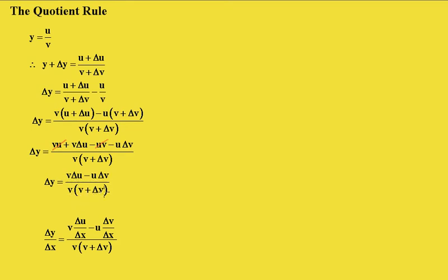delta v. Now we want a delta x in there, so we divide both sides by delta x. And in doing so, we're going to divide that part there. We're dividing that, and of course that becomes v delta u on delta x minus u delta v on delta x.